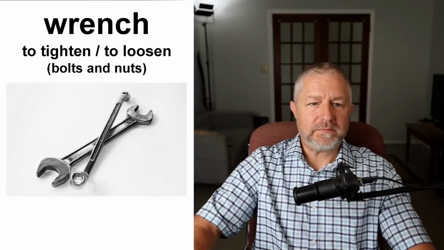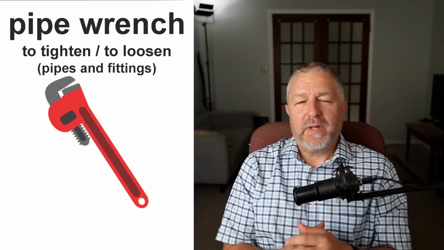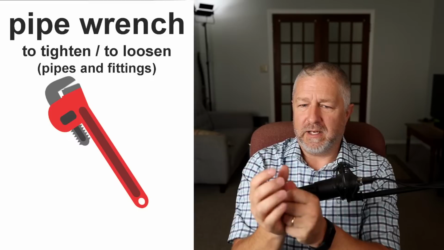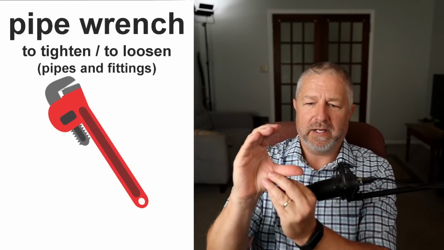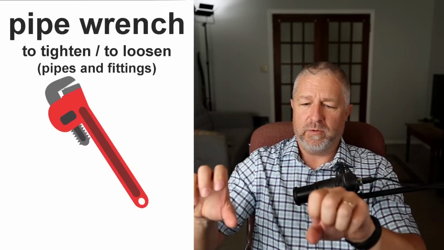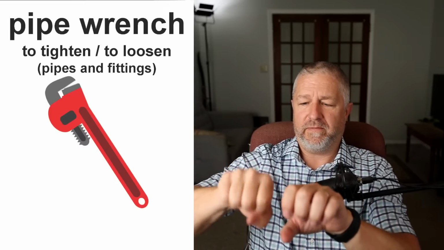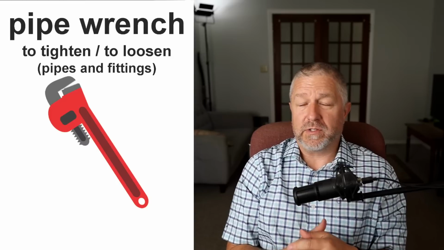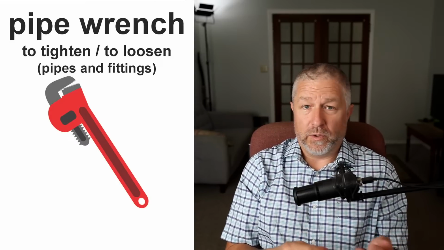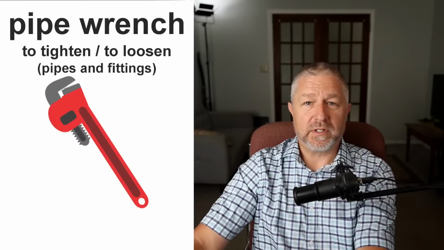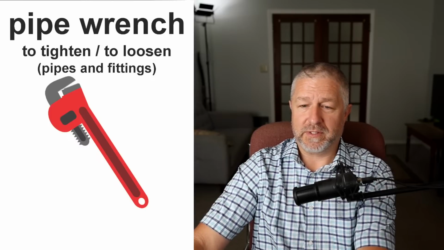Okay, let's get back to the lesson. Pipe wrench. So this is a wrench that's adjustable. You can spin part of it to open and close it, and you can use it to tighten pipes. When you put one pipe into a fitting, you'll use a pipe wrench to tighten that. So you use this once again to tighten or to loosen something. And in this case, a pipe wrench is used to tighten and loosen pipes.